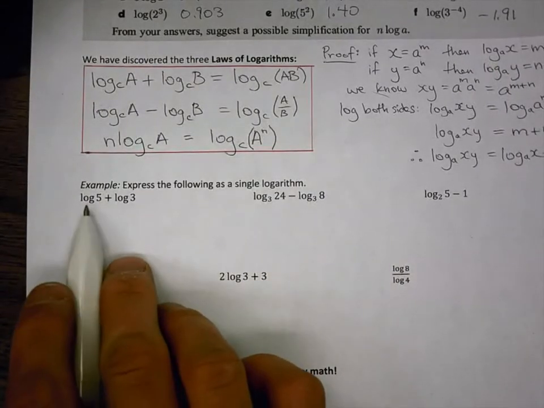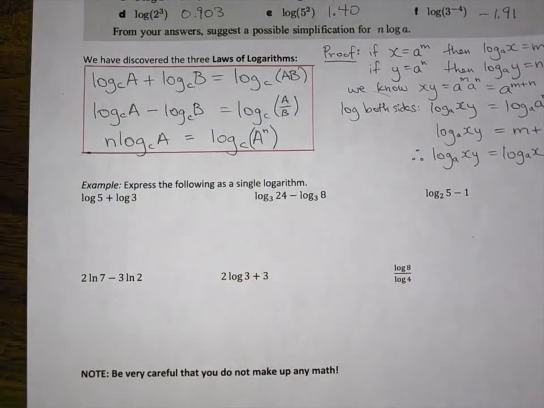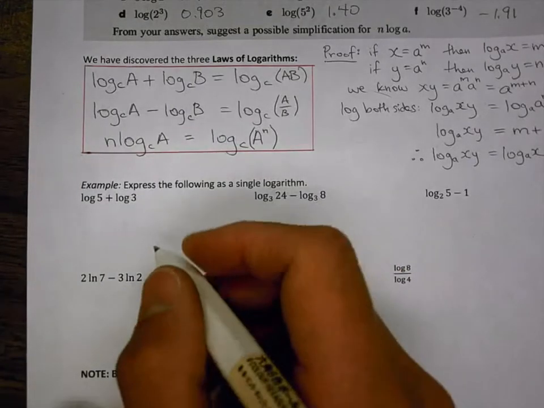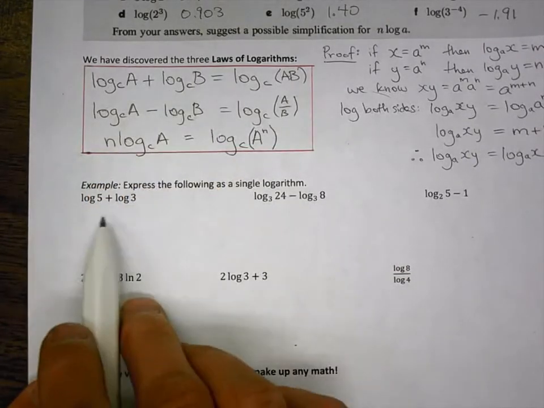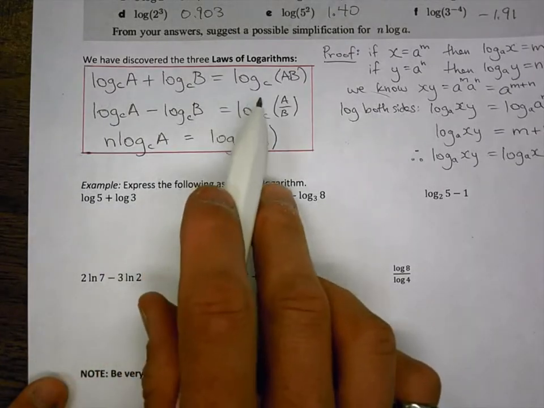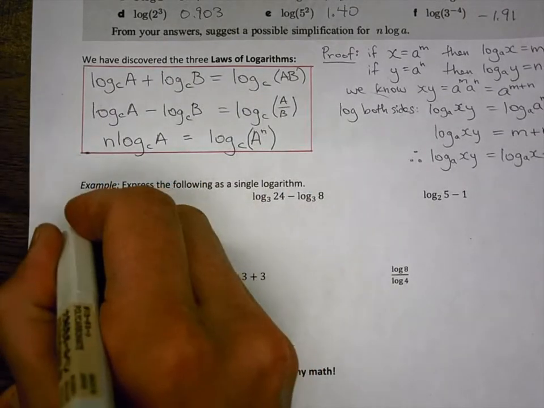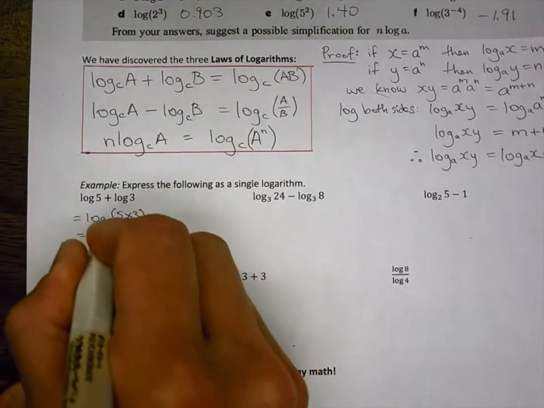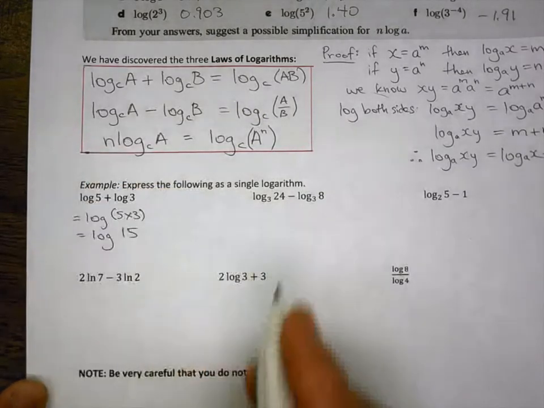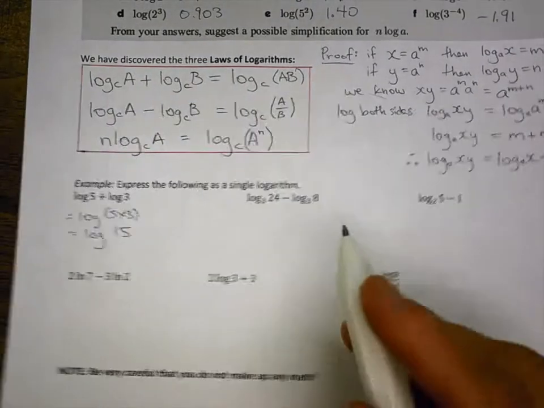So if I want to know what log 5 plus log 3 is, or express it as a single logarithm, I can do that, because if I'm adding two logs that have the same base, in this case base 10, I just multiply the arguments. So this is going to be log 5 times 3, or log 15. You don't have to show that step, but this is just our first time.